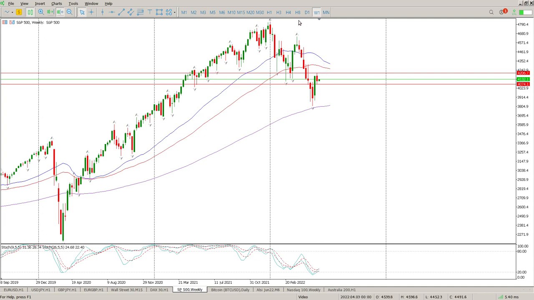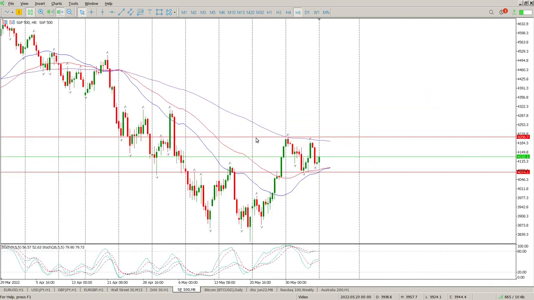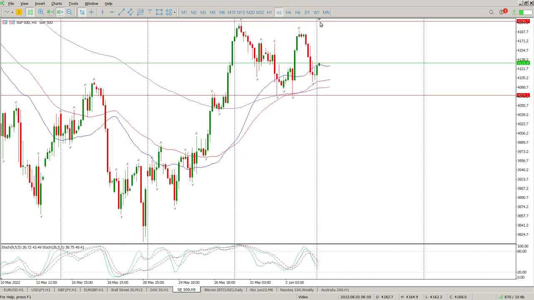So for me right now, this is cautious. We need to get above 42.06 for me to even start thinking about being bullish. And if we get below 40.74, then I would expect a continuation to the downside. So that's kind of the scenarios that we have on the 8 hour.